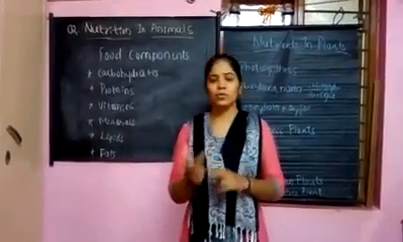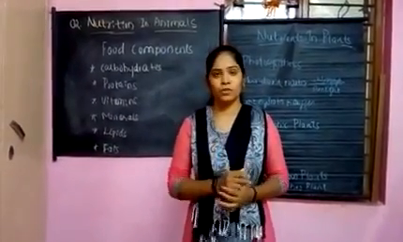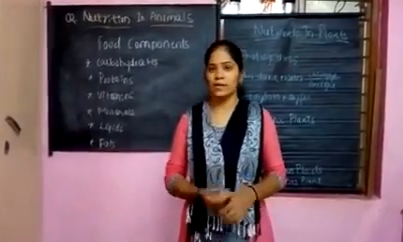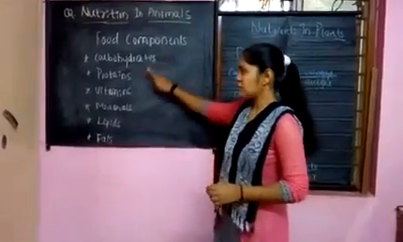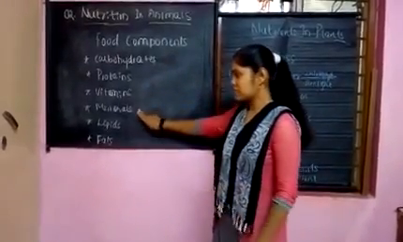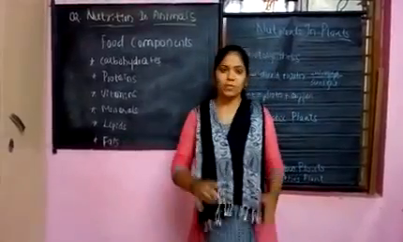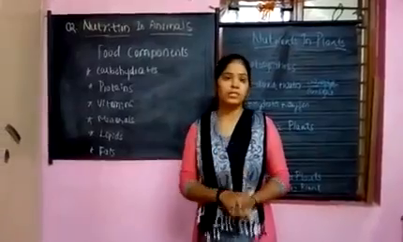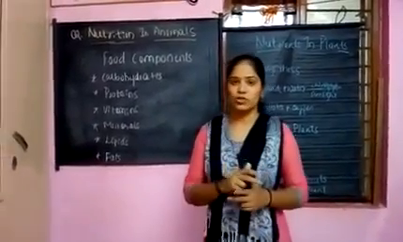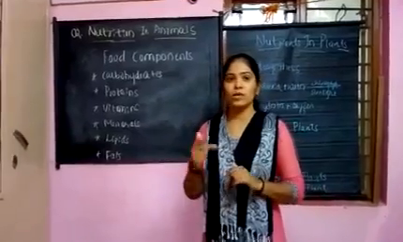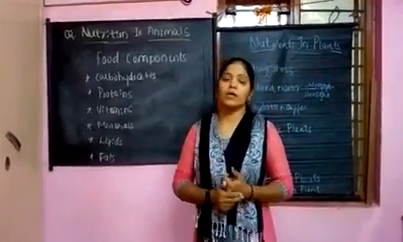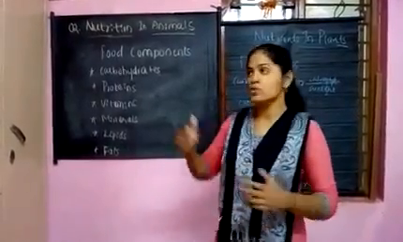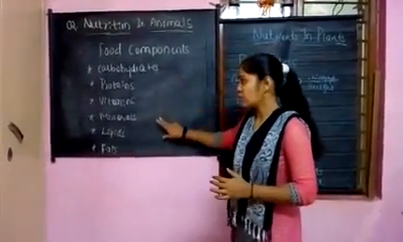So animal nutrition requires some food components. What are the food components? You have learnt in the 6th standard. They are nothing but carbohydrates, proteins, vitamins, minerals, lipids, fats, and some sugars. Right? These are the food components required for animal nutrition. Using these components only, the animals prepare their food.